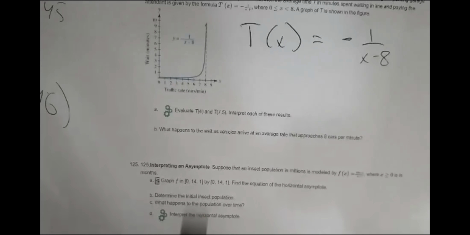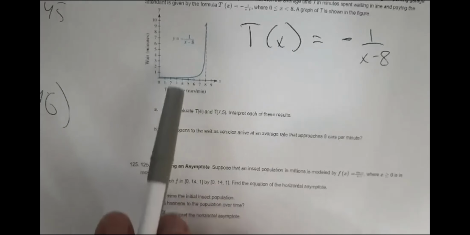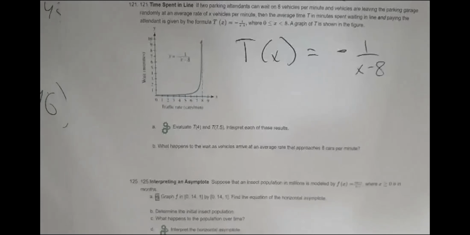If we look at our graph, does that match up with what we're probably seeing on our graph? Does 4 look like it's going through about 0.25? It looks about correct. What about 7.5? Now I want to plug in 7.5. What's going to happen to this graph?